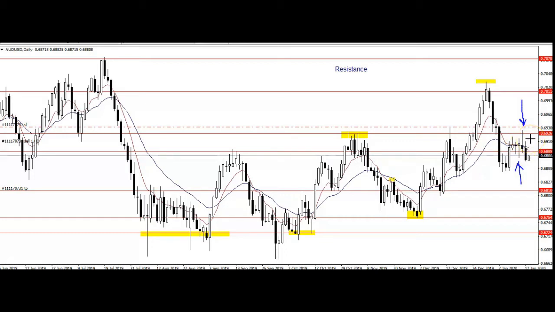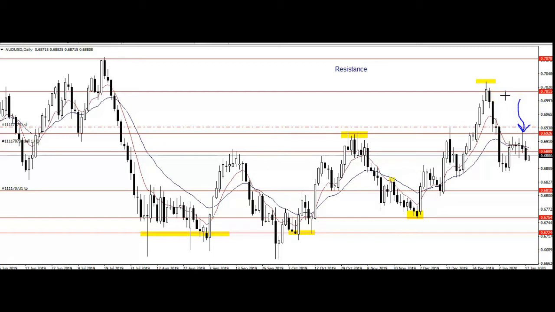It formed at a significant resistance area around the 69261, this area here, and of course was rejected. So what that means is clearly the bears are in control at this stage. This bearish pin bar here would have given you a great opportunity to enter the market short, provided you know how to trade reverse pin bars, of course.